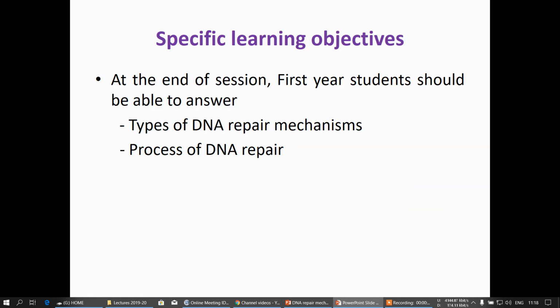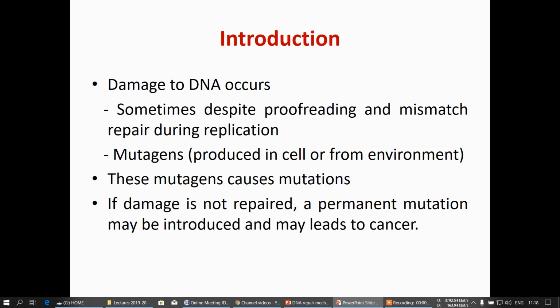So the specific learning objectives of the DNA repair mechanism session are: you will be able to understand the types of DNA repair mechanisms and the processes of DNA repair mechanisms. First, how damage to DNA occurs.